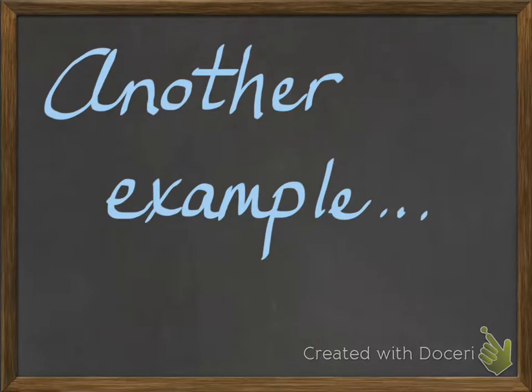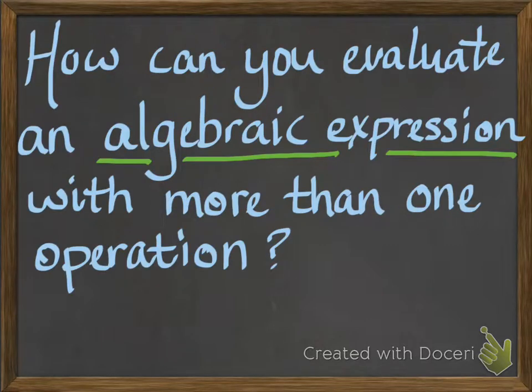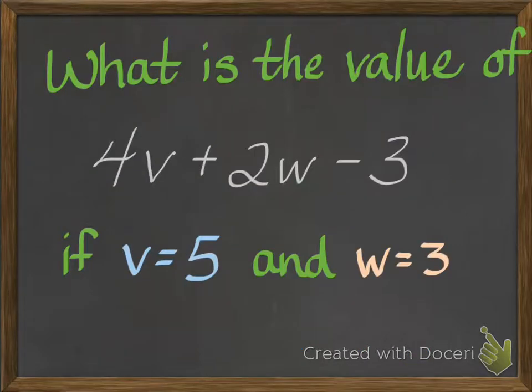Okay, this time we're going to add some algebra to it. How can you evaluate an algebraic expression with more than one operation? Remember, an algebraic expression has letters in it. It could be C, it could be X, Y, Z, or Q. Those letters mean numbers. Well, here is a problem. What is the value of 4v plus 2w minus 3 if v equals 5 and w equals 3?